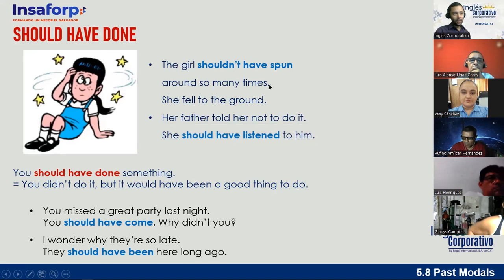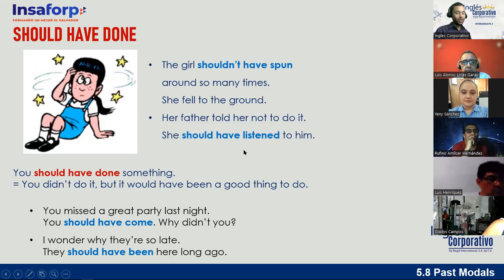You know, when you were kids, probably you tried doing this. You started spinning around, spinning around, spinning around many times. And then in the end, you were very dizzy. Okay, so this is a common child's play. She fell to the ground. So she shouldn't have spun around so many times because she fell to the ground. Her father told her not to do it. She should have listened to him.